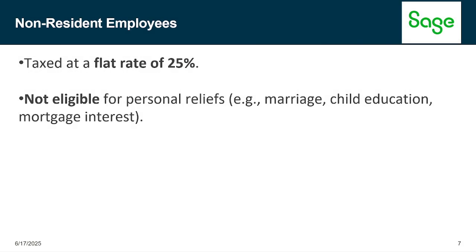Now, non-resident employees are taxed at a flat rate of 25%. If you are employing expatriates, all their earnings are taxed at 25%. We don't tax them progressively as for residents. The previous one was for residents. For non-residents, those who are foreigners working in Ghana, we tax them at 25% straight. And they are not eligible for personal reliefs, marriage relief, child education, mortgage interest. They are not entitled to those benefits.